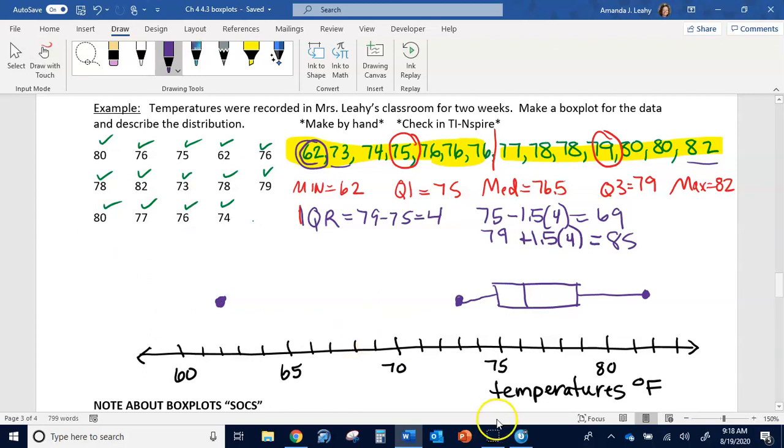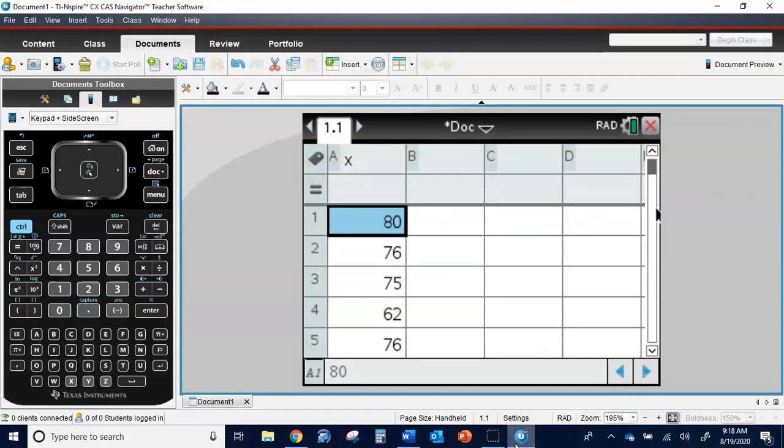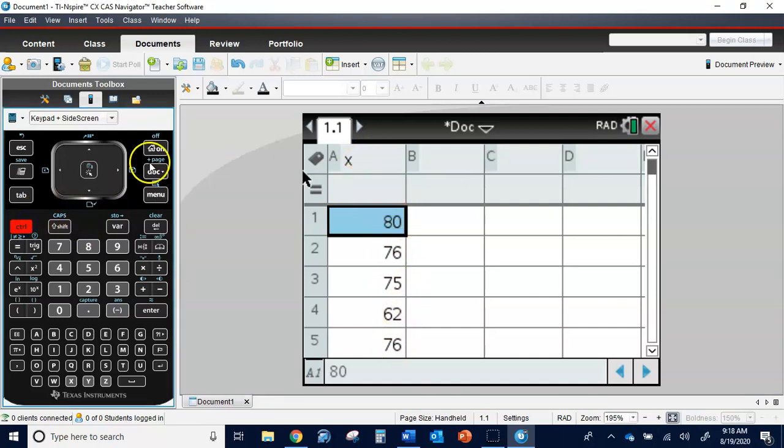Now, if I want to do this in my TI Inspire here, okay, so first off, I would start with making all my data in a document. So new document and data and statistics page. Okay, I have already entered in all of my data here. And the next thing I would do would be to add a page.